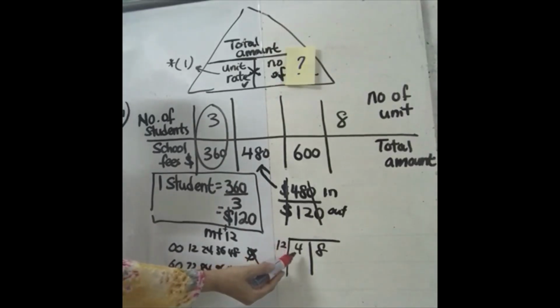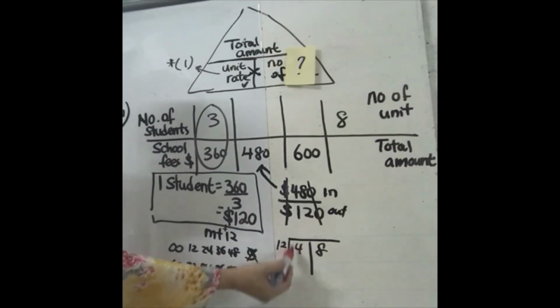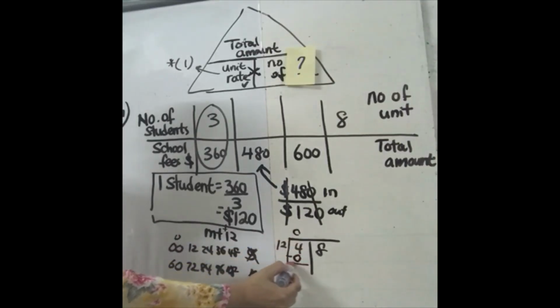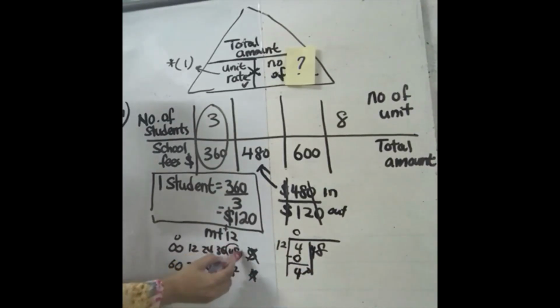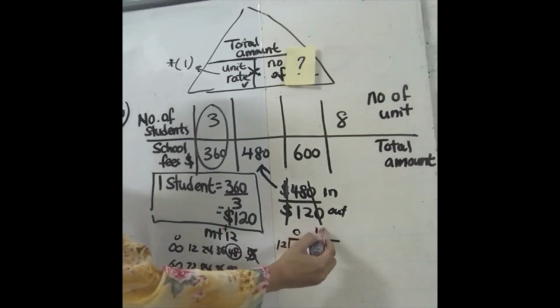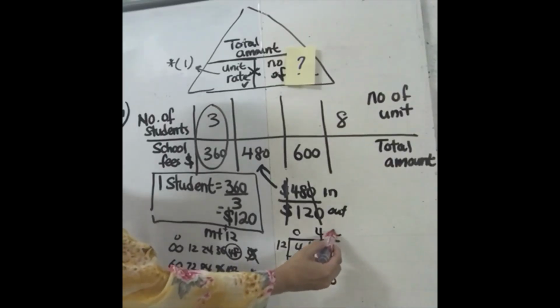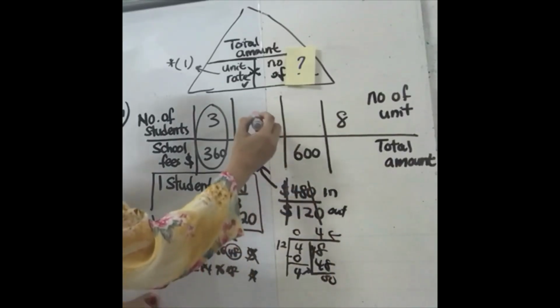So let's see, 4. Can we take 12 from here? No, so we're going to put 0. 0 on top, 0 at the back. So get a 4. Okay, bring over, become 48. Now look for 48. Yes, here, let's count. 0, 1, 2, 3, 4. So 12 times 4 is 48. So no remainder. So the answer is, the number is 4.